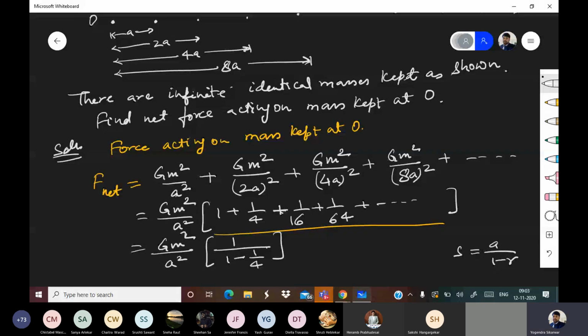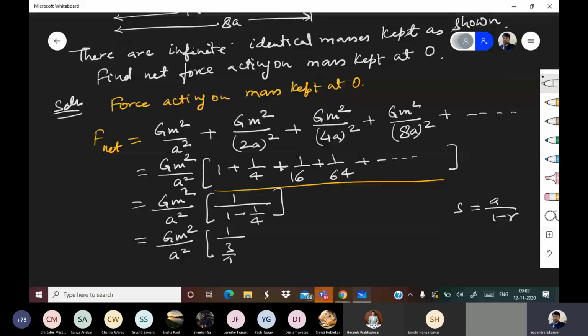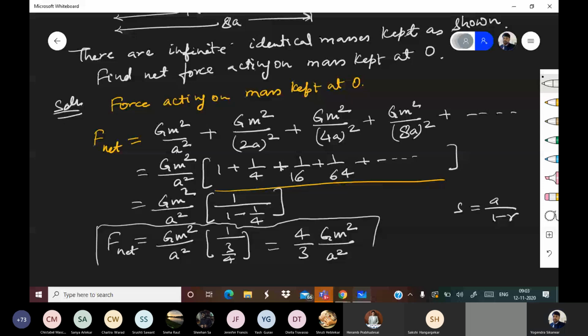So this becomes further GM squared upon A squared times 1 upon 1 minus 1 by 4, which is 3 by 4, so that becomes 4 by 3 GM squared upon A squared. That is the value of F net. So F net comes out to be 4 by 3 GM squared upon A squared.